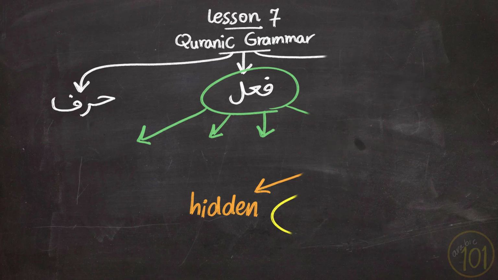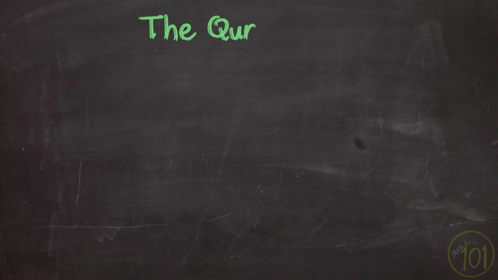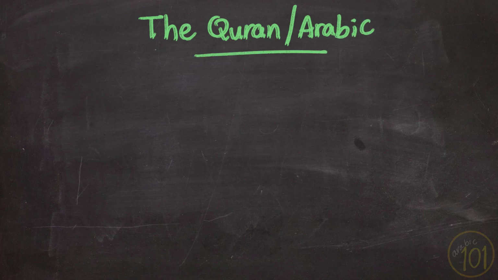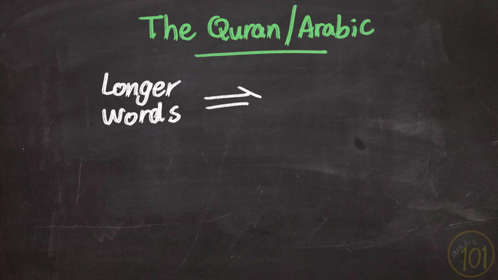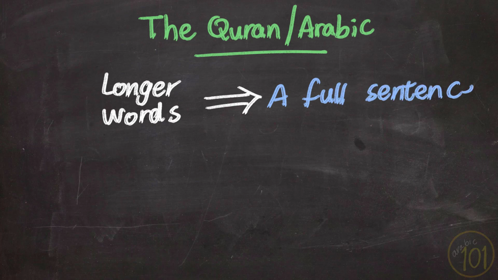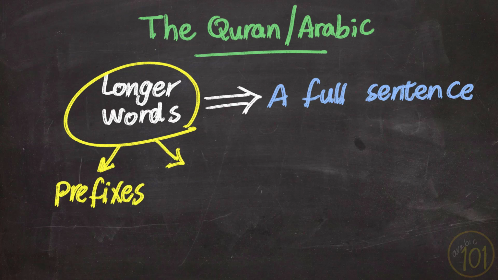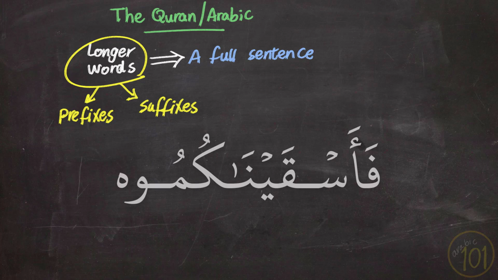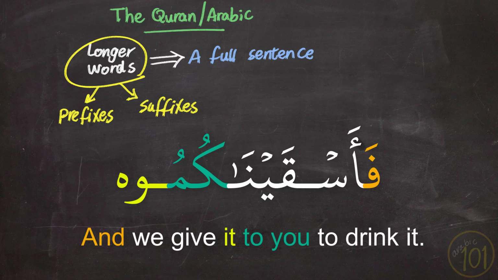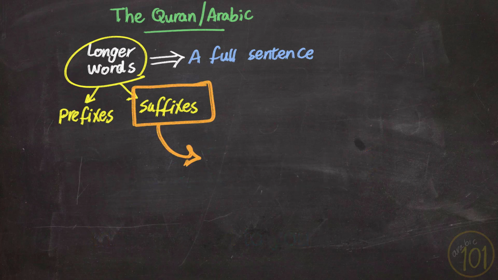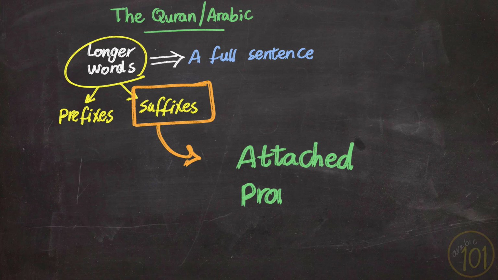So let's get started. It is quite known that the Quran, and Arabic in general, contains words that can sometimes be translated into full sentences. One of the secrets to this characteristic is prefixes and suffixes. A regular word in the Quran can easily have 1, 2, and even 3 suffixes, which adds a lot to the meaning of the word. And today we'll talk about one of the most common suffixes in the Quran, which are the attached pronouns.